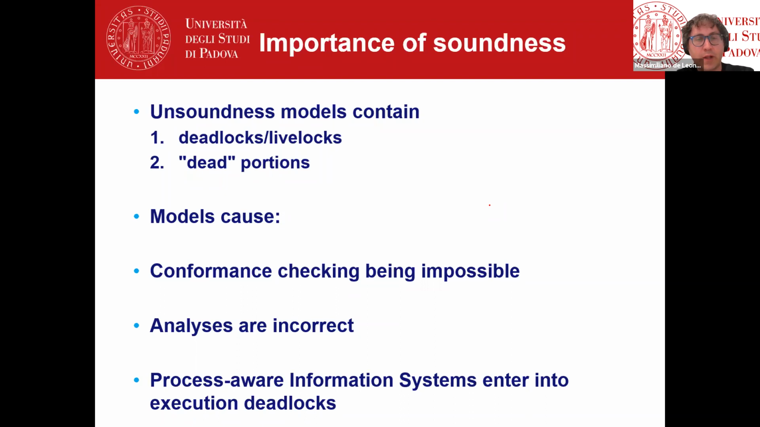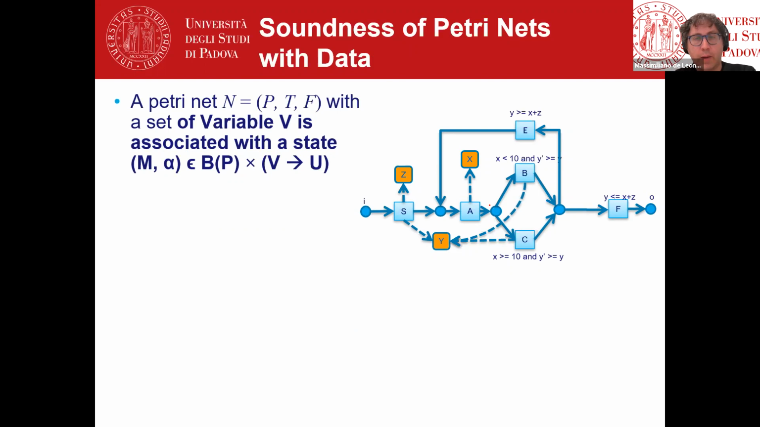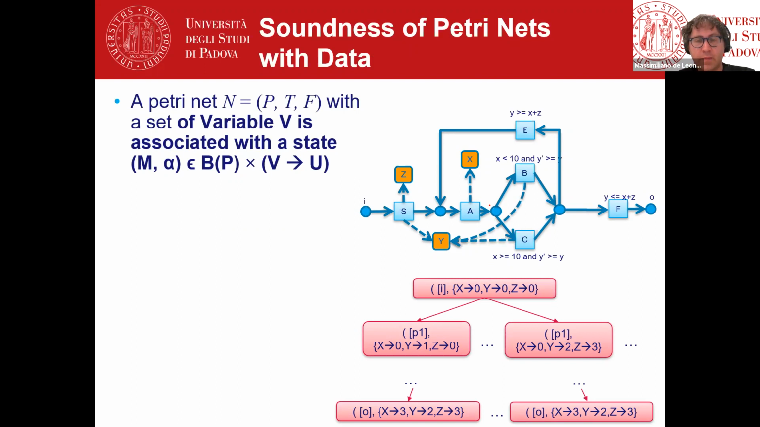Here we are talking about the multi-perspective setting. So now we are talking about a Petri net with a set of variables. A state of a Petri net with data is the marking plus a function that assigns a value to each variable. First, we start from here. For example, you can reach these two states, and you can go on until you reach your final state, which is basically putting a token in your final place with some variable assignment.